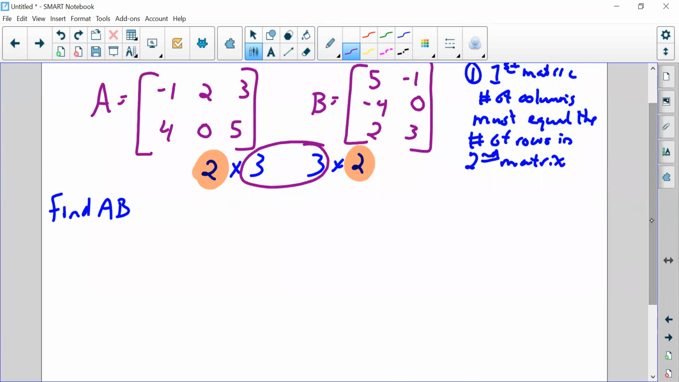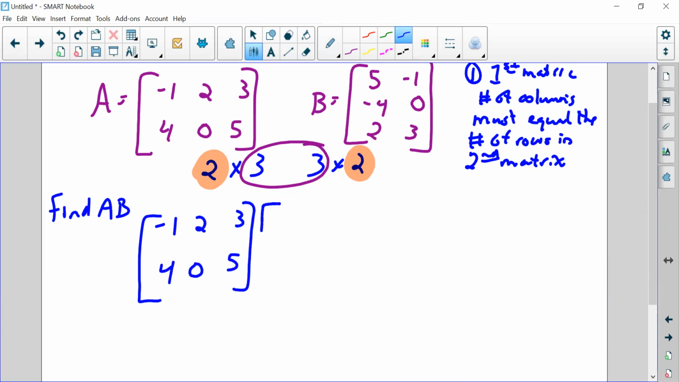So let's do A times B. I'm going to write this one out, and it's very helpful if you do write this out. So I've got matrix A, and I'm going to times this by matrix B.